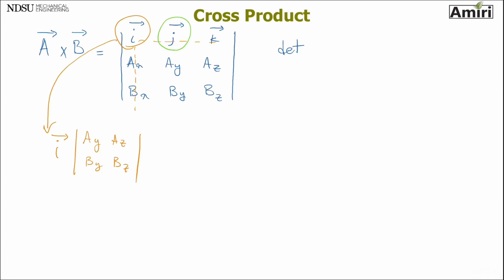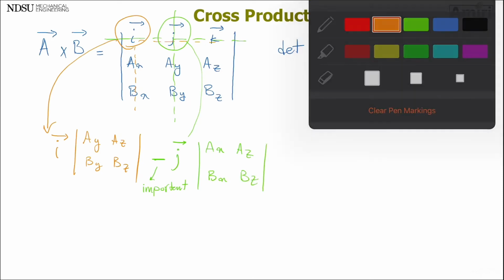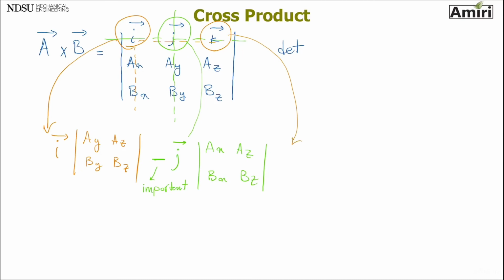Then I bring J here with a negative sign. This is very important. Don't forget that. This is part of the equation. And then I get rid of this row and this column. And whatever is left is AX, AZ, BX, BZ. And lastly, I bring K here. Only J has a negative in front of it. And then get rid of this row and this column. And whatever is left, I have to find the determinant of that one.